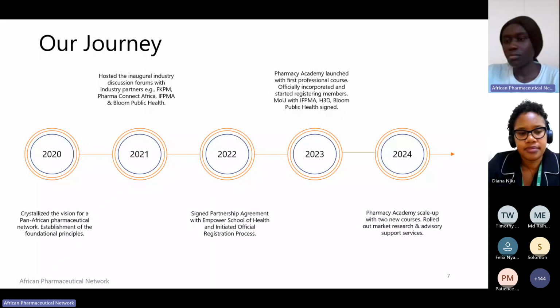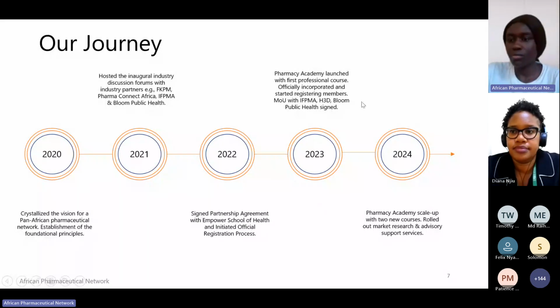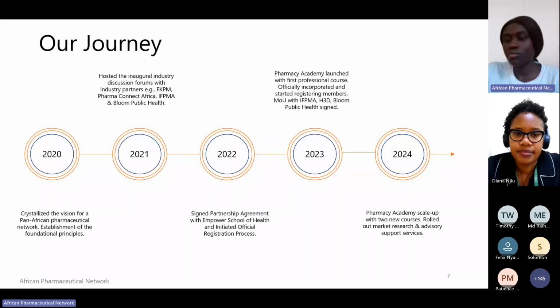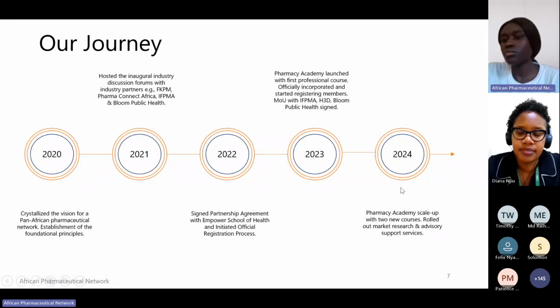Some of the partners that we were able to sign MOUs with during this time were IFPMA, H3D, and Bloom Public Health. And in 2024, that was last year, we scaled up the courses to introduce the pharmacovigilance and patient safety course and the pharmaceutical supply chain management course. And also we rolled out market research and advisory support services.